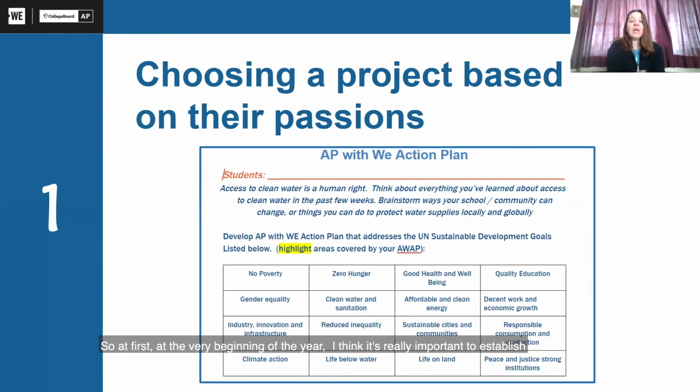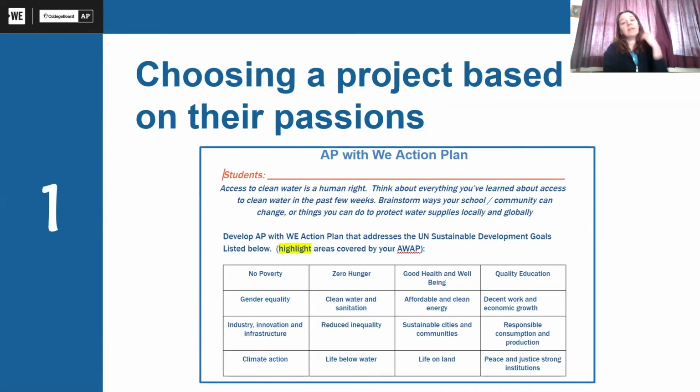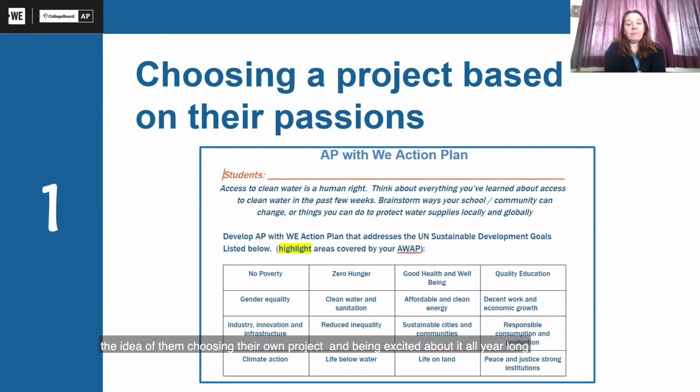So at the very beginning of the year, I think it's really important to establish the idea of them choosing their own project and being excited about it all year long, because this is something that they're going to be working on for the entire year. So it needs to be something that they are passionate about. And most AP students are juniors and seniors. They should be starting to ask that question, what am I really excited about?